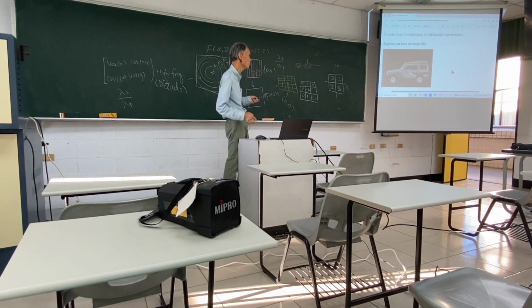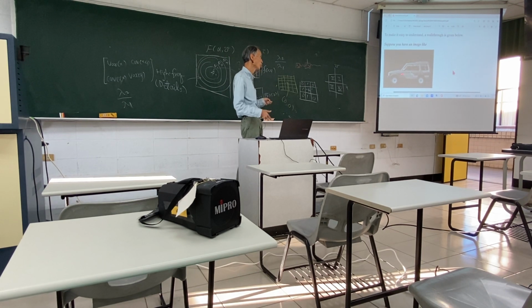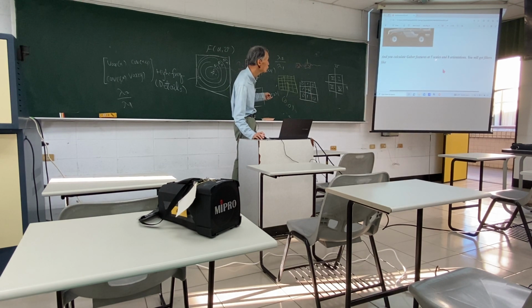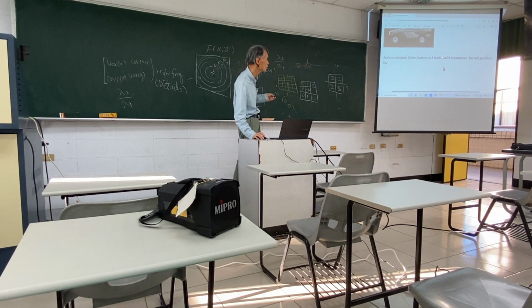Then let's take one more example. Here's an image of a car or jeep. You use 5 scales and 8 directions, which means you use up to 40 filters. 5个 scale, 8个方向. The direction will be the same as the above, but you use 5 scales.